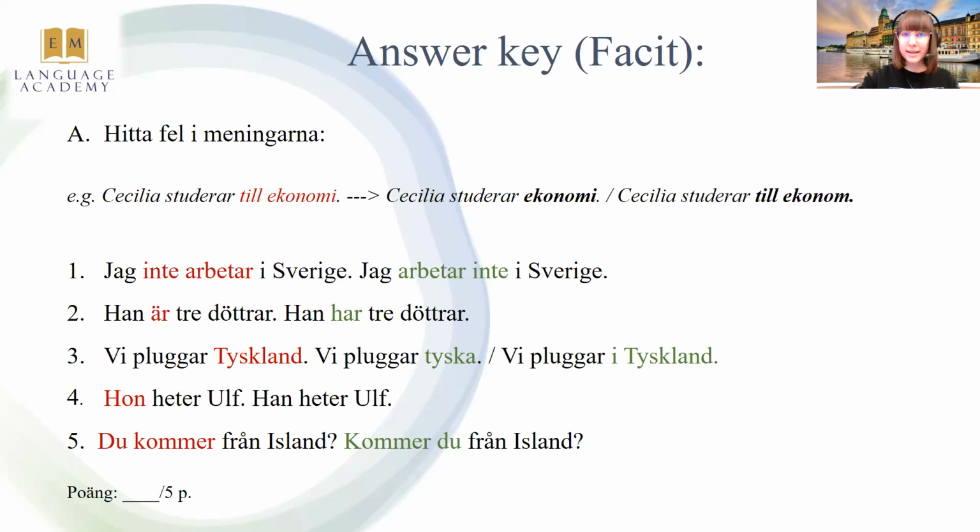And number 5. Du kommer från Island. Now, this is a statement, a clear order of a statement, but we simply have a question mark. That is a mistake. It's a yes or no question, and that's why we have to begin this question with the verb itself. Kommer du från Island? Do you come from Iceland, right? And 5 points for this task.